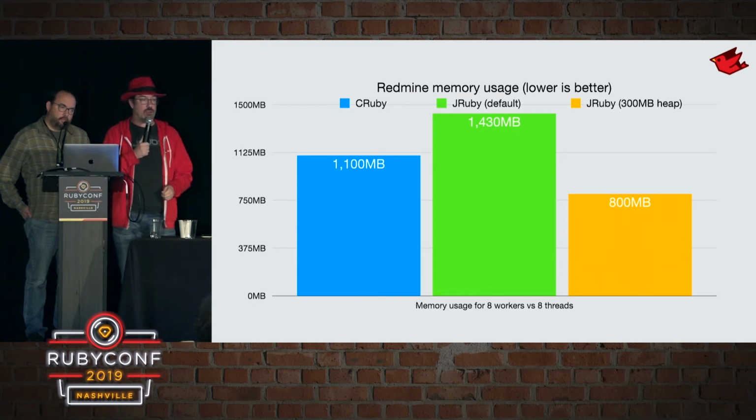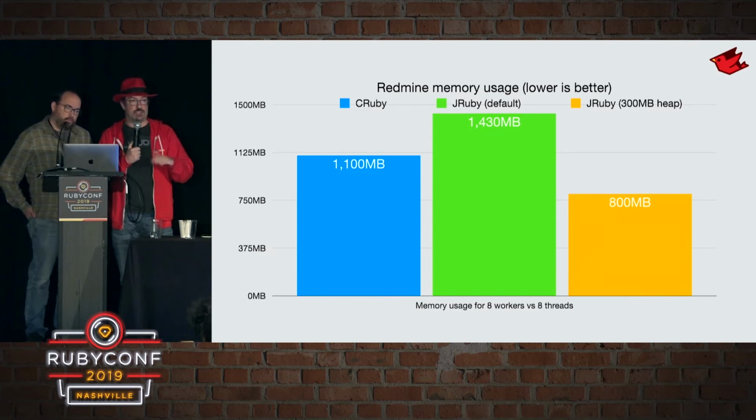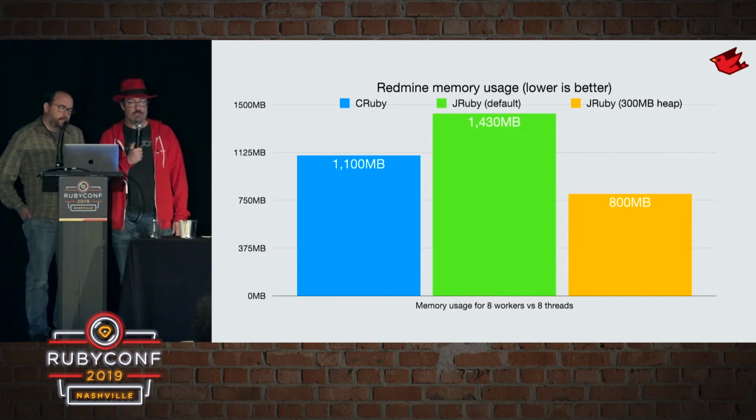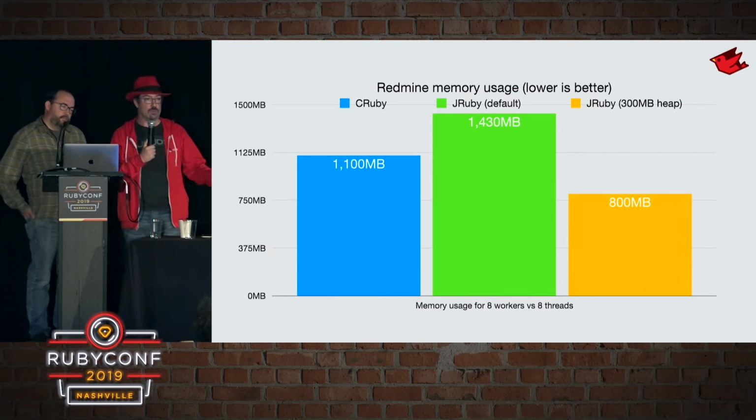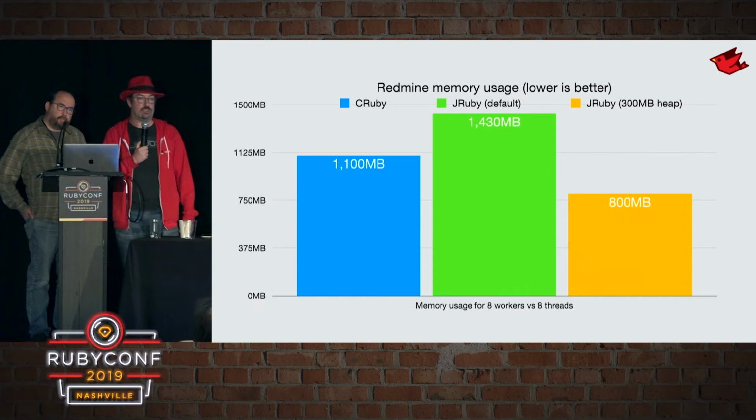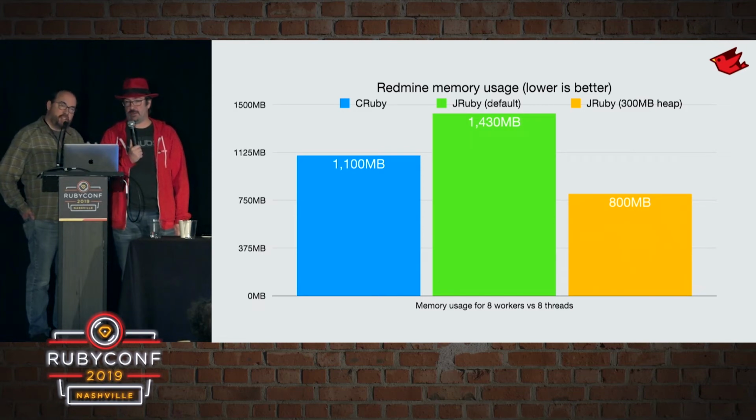But this last column, the orange column here, we can actually run these actions in Redmine, choking JRuby down to only a 300 megabyte heap rather than about a gig. And then the additional JVM stuff brings us up to about 800. So we're saving memory here over running the equivalent concurrency level in CRuby for a pretty large app. Just an extra note is that we did try running 4 threads per worker, and we did not actually notice a performance difference. So that's why it's just 8 workers.